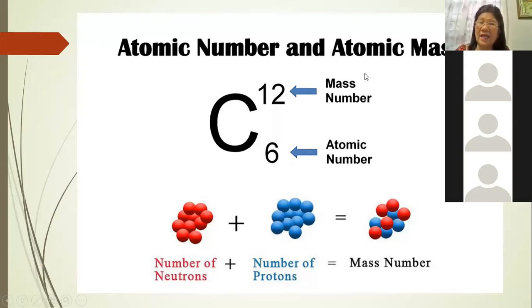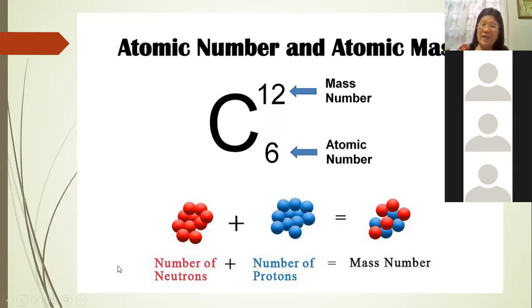Atomic mass or mass number, they are the same. The atomic mass or the mass number is equal to the number of protons plus the number of neutrons. This one: number of neutrons plus number of protons equals mass number. Where do we get the mass number? That is at the bottom. If that is the element, the upper portion is the atomic number. The lower portion is the atomic mass or the mass number.